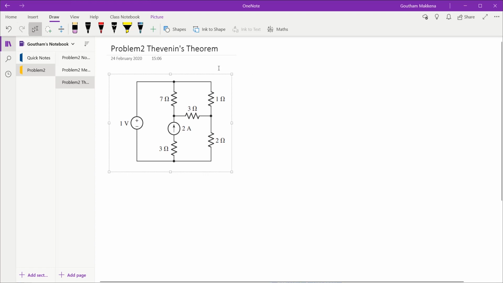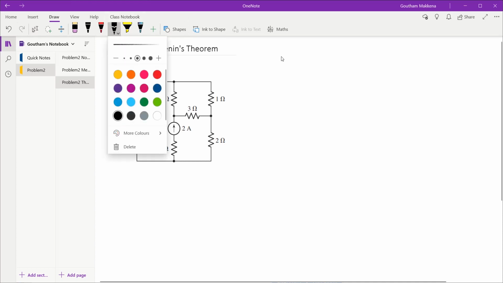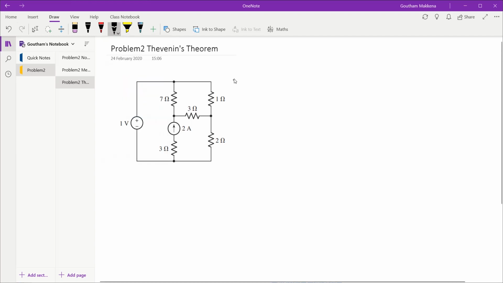Now we would look at the same problem and try to solve for the current that is going through this 7 ohm resistor, but this time the modality would be using Thevenin's theorem. So let me click this. Okay, I'm good to go. So this time the modality is Thevenin's theorem.